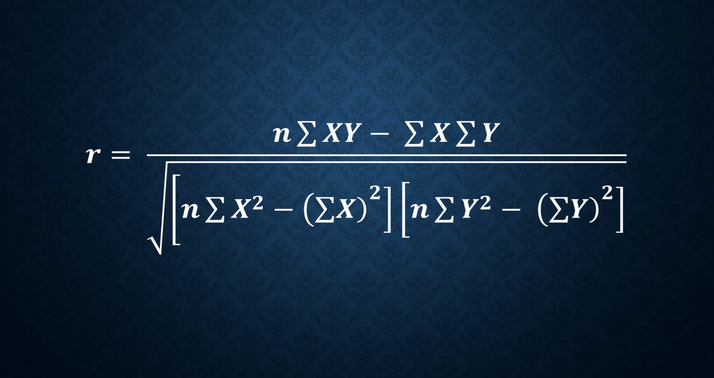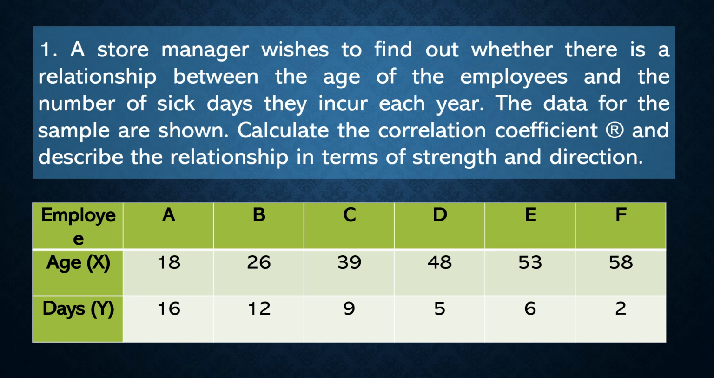Let's try an example. This is the problem. A store manager wishes to find out whether there is a relationship between the age of the employees and the number of sick days they incur each year. The data for the sample are shown. Calculate the correlation coefficient r and describe the relationship in terms of strength and direction.